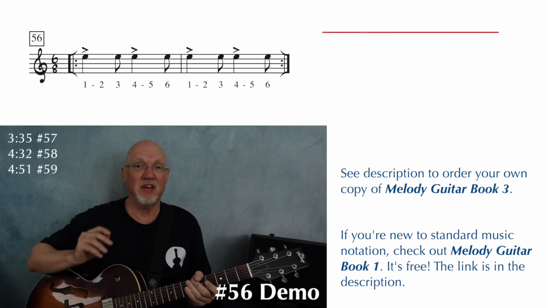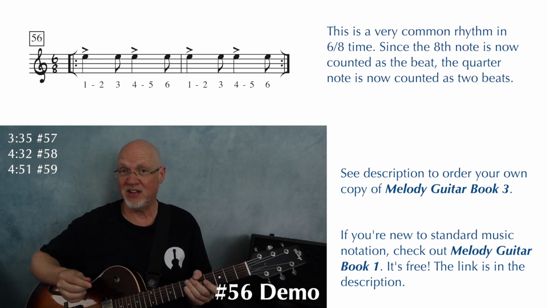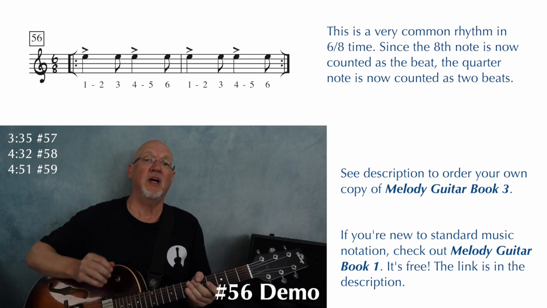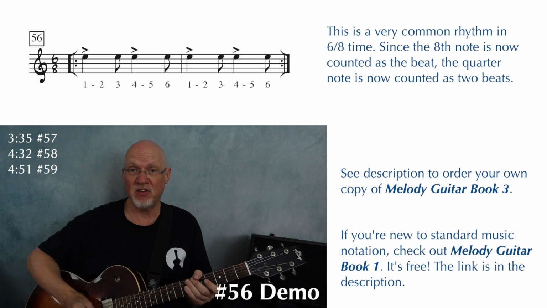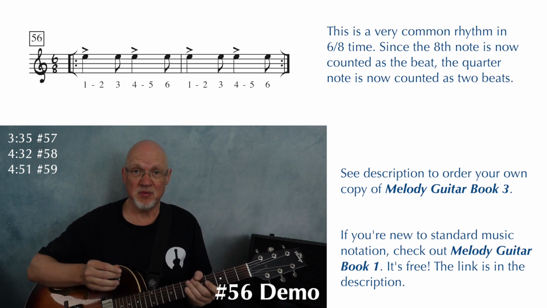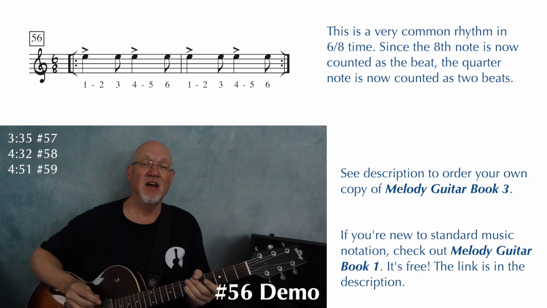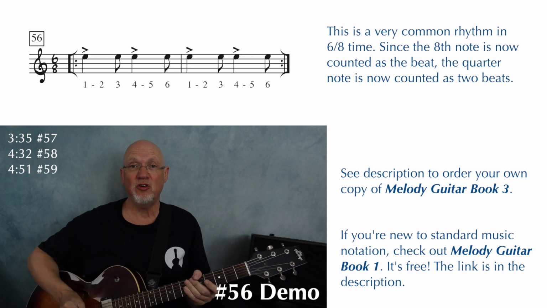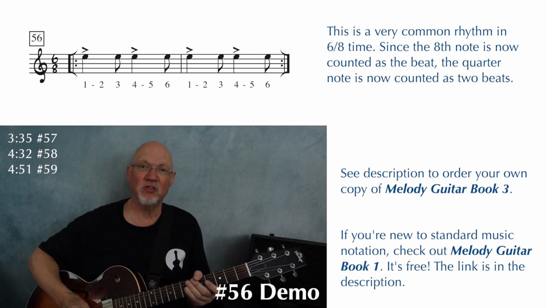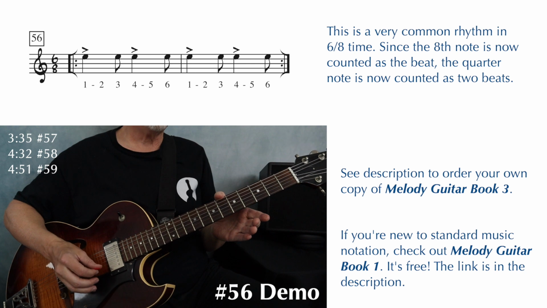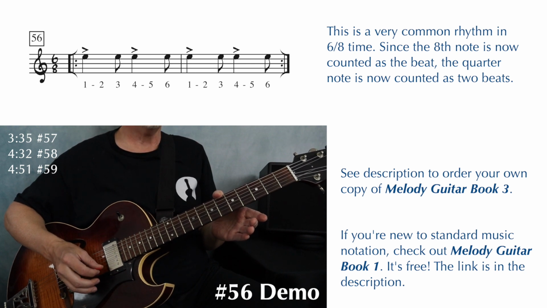Number 56 is a very common rhythm in 3/8, 6/8, and 9/8 time. We have a quarter note followed by an eighth note. Remember, in these types of time signatures, your eighth note is your beat, so your quarter note actually lasts for 2 beats. So this is what number 56 will sound like. 1, 2, 3, 4, 5, 6.